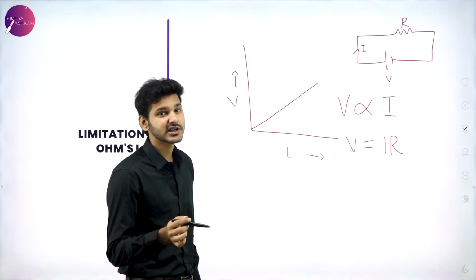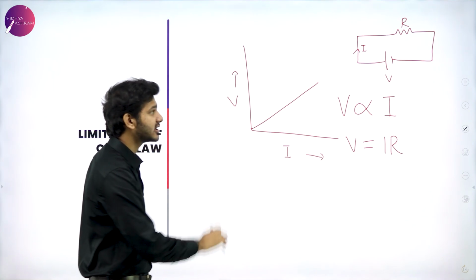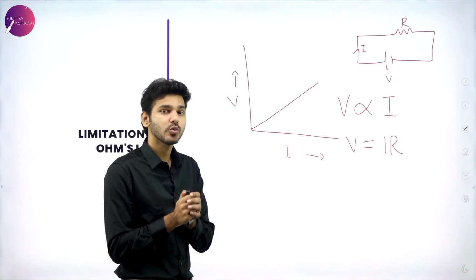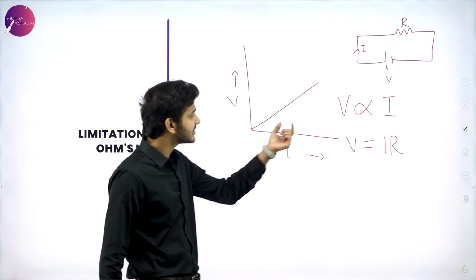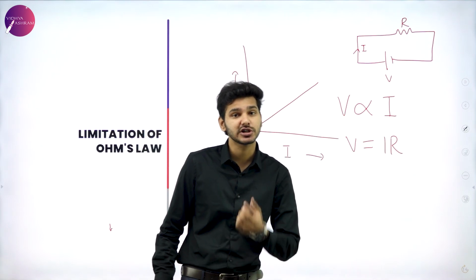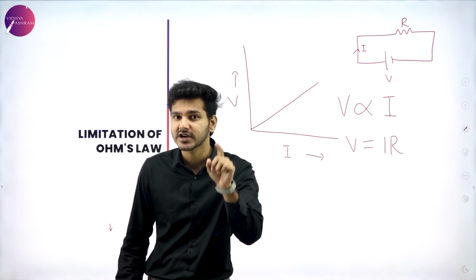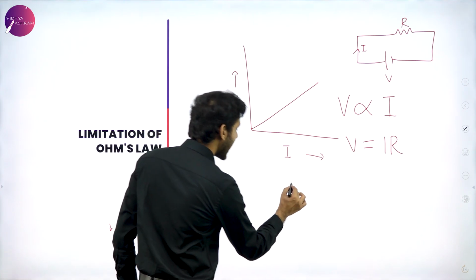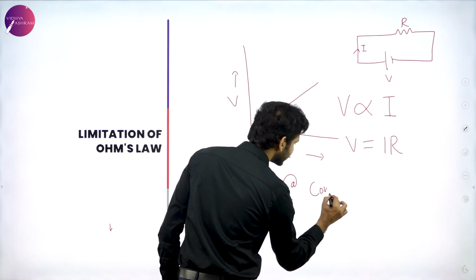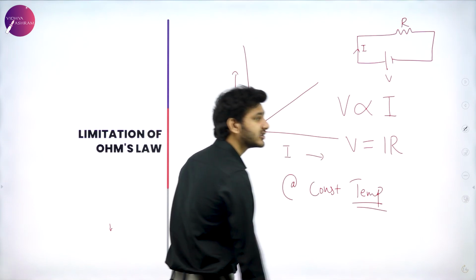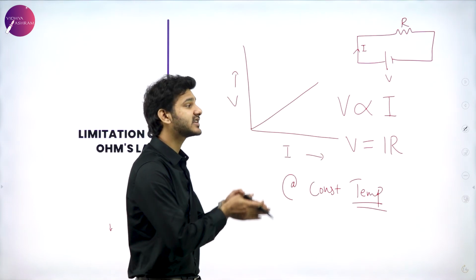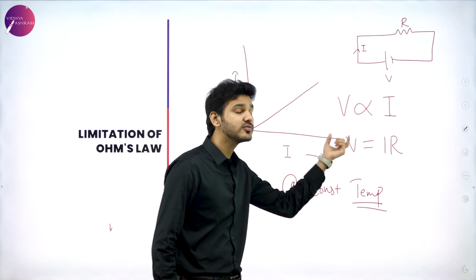Now we are going to discuss what is the limitation in this particular theory or concept. What exactly that means is that this particular law or this particular statement that voltage is directly proportional to current is only valid under one condition, that is at constant temperature. Only if the temperature is constant will Ohm's law be valid. So let's see what happens when the temperature changes for a system.